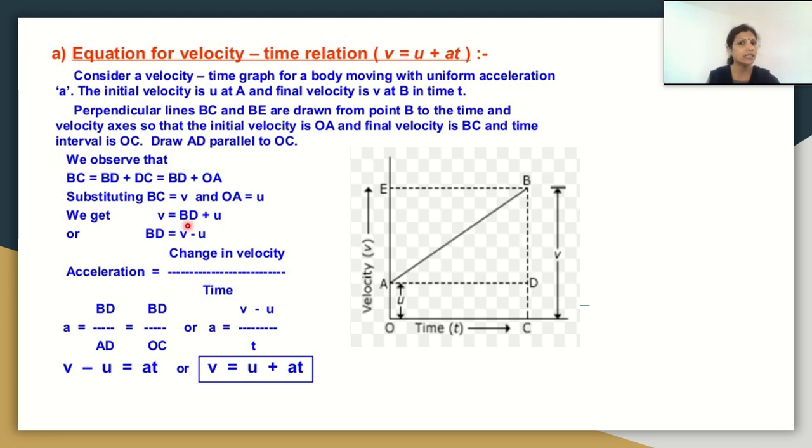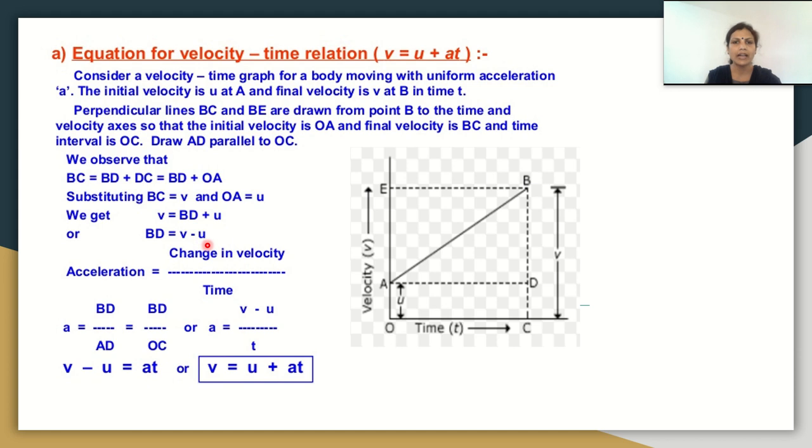And what is BC? BC is V. So I am getting the equation V is equal to BD plus U. So I'll just shift the terms and I'll get BD is equal to V minus U. This is the first term which we are getting.